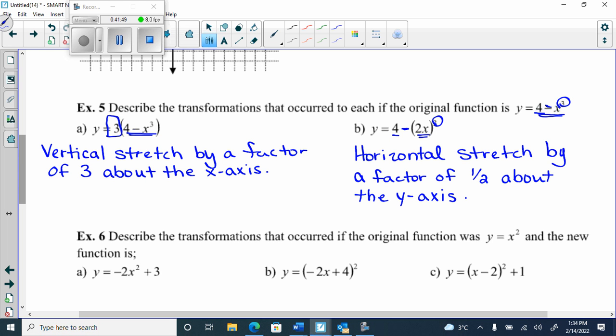Example 6 starts putting them all together already, and I'm not going to make you do that. I'm just going to make you do the stretches so you can get that down. So, we will do example 6, just not at this very moment. We're going to do it on Thursday. Tomorrow we're reviewing polynomials. Thursday we're putting all of the transformations together, because Wednesday is your test. Just polynomials.